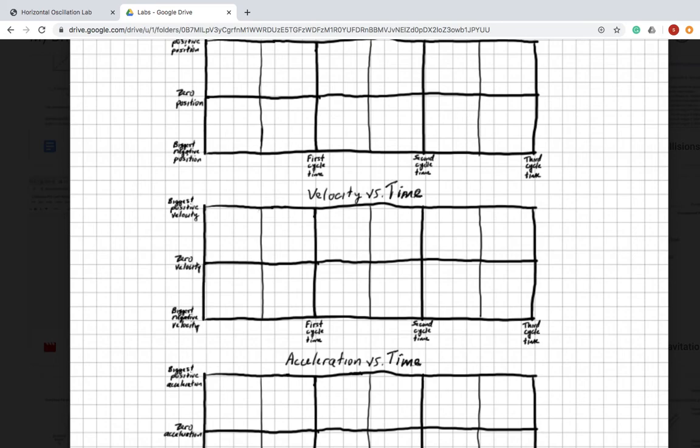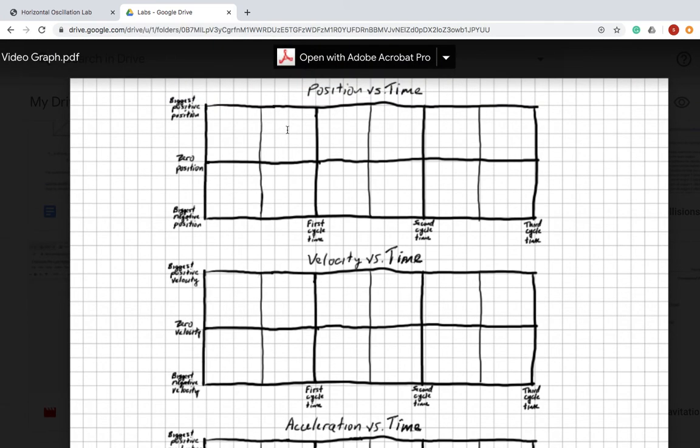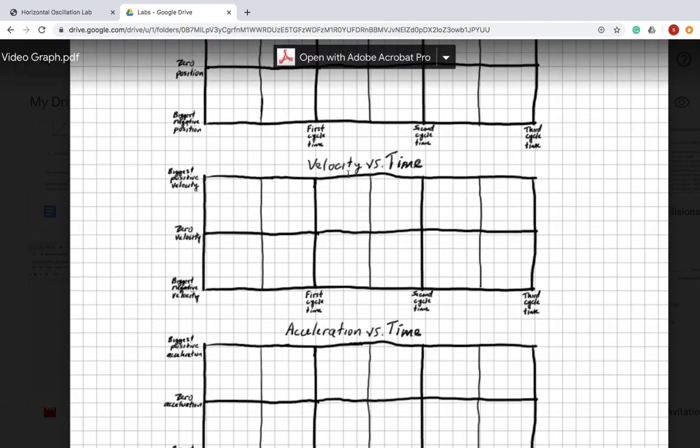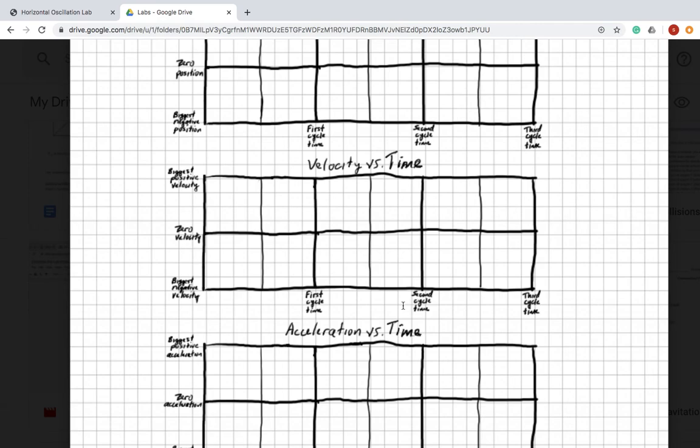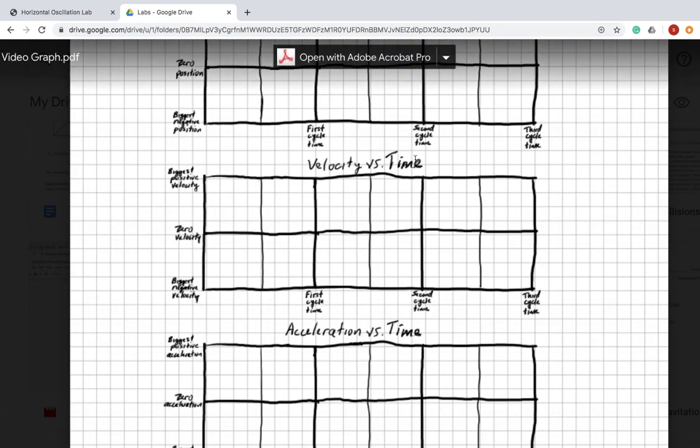And then the second cycle time would be the second time it went through a whole cycle, going back and forth one full time. And then the third would be the third time it goes back and forth. And so that's the position versus time graph, as you can see. And then the velocity versus time graph is set up the same way. You have your first cycle time, second cycle time, and third cycle time, just like on the position graph.